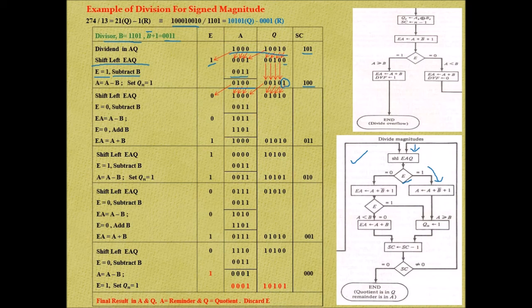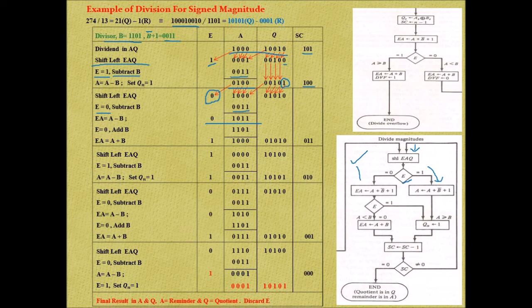After that we have to check the E. Here E is equal to 0. Since E is equal to 0, that means in this direction I have to go. Now subtraction of A minus B and the result is stored in EA. Subtraction means nothing but the 2's complement addition. So after the addition the result is stored in EA.